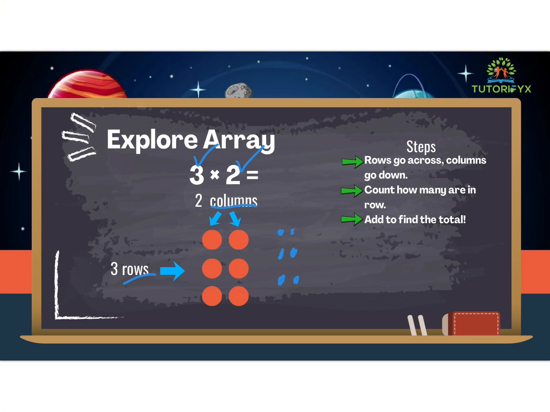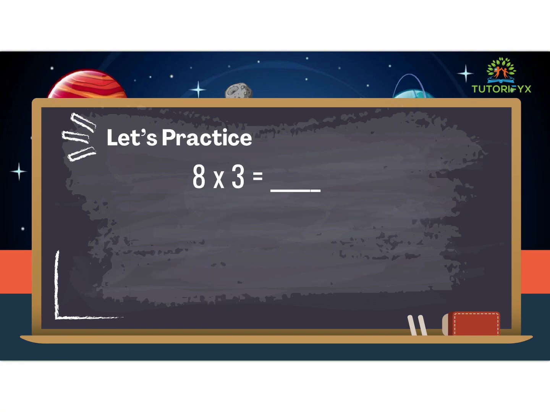Literally. Then all I have to do is count how many dots I put in each row. 2, 4, 6. The answer is 6. How easy is that? Oh, let's keep practicing. Next, I have 8 times 3. I think we can do it.